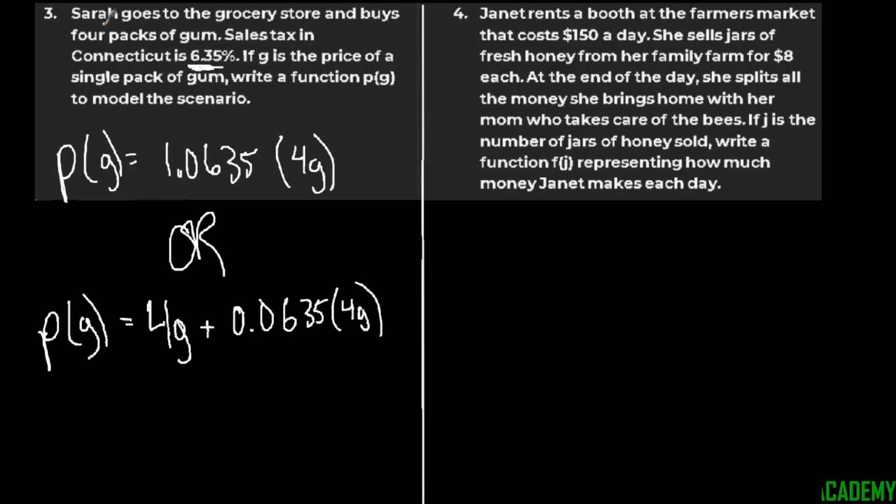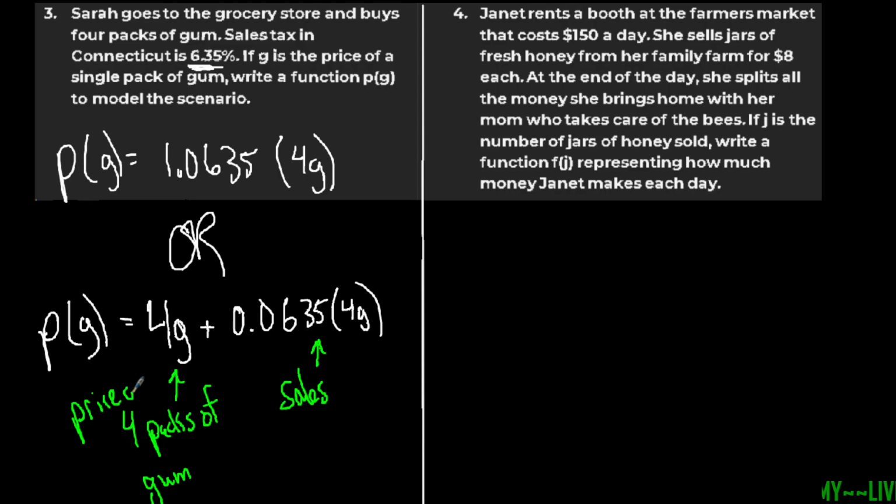So again, if I wanted to label these different parts, I'd say this is the 4 packs of gum, and this would be sales, or let's say price of 4 packs of gum, and then this right side would be sales tax of 4 packs of gum. So notice those different parts.